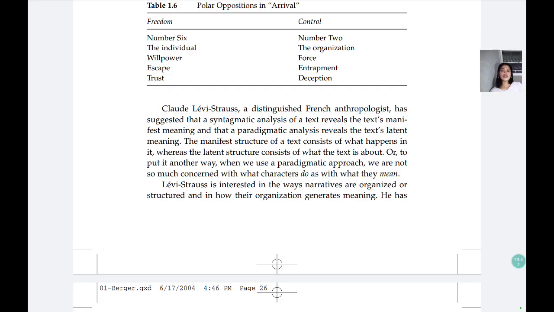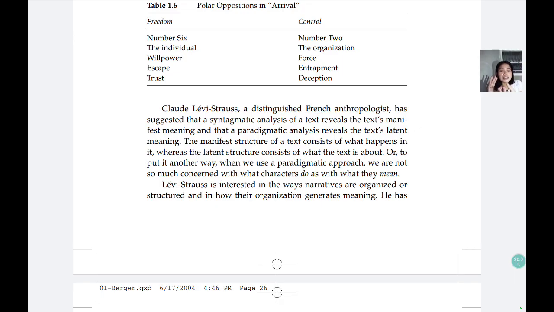So also Levi-Strauss, a distinguished French anthropologist, has suggested that syntagmatic analysis of a text reveals the text's manifest, again, manifest meaning, and that paradigmatic analysis reveals the latent meaning. So the manifest structure of a text again consists of what happens in it, whereas the latent structure consists of what the text is about.